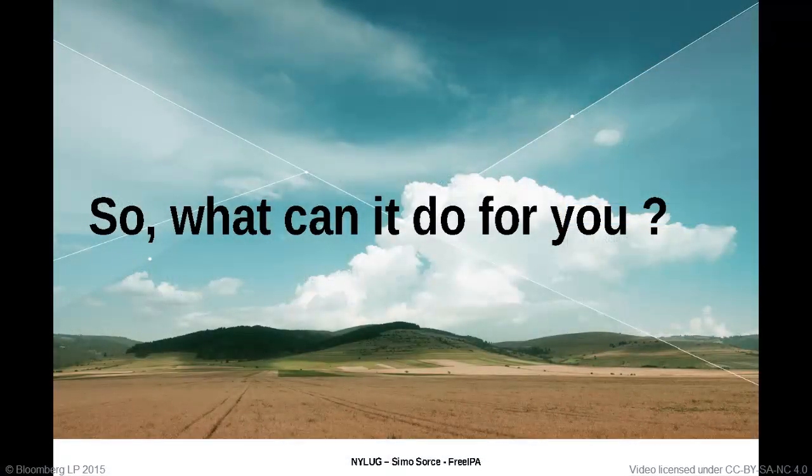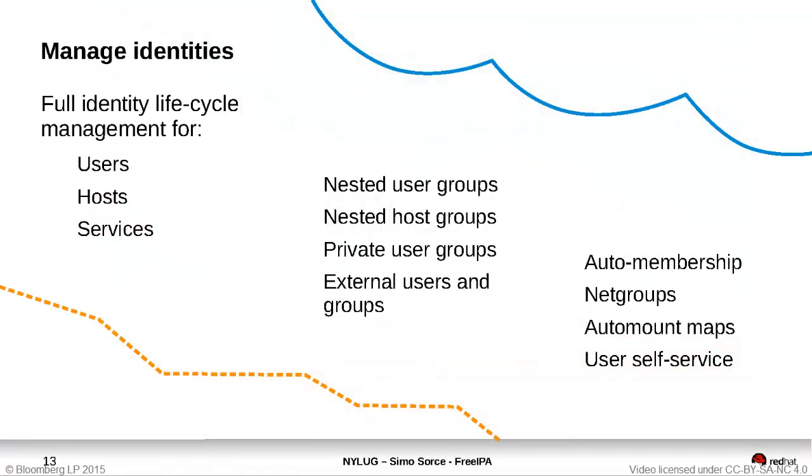So what can I do for you? Maybe this is something you're interested in. Let's start from the basics, very simple stuff. There are three types of identities I mentioned. Users, so you can manage users, create, delete, you know, user stuff. The thing that this gives you on top of normal user management is that you can add custom attributes if you need. The schema in the directory is completely customizable.